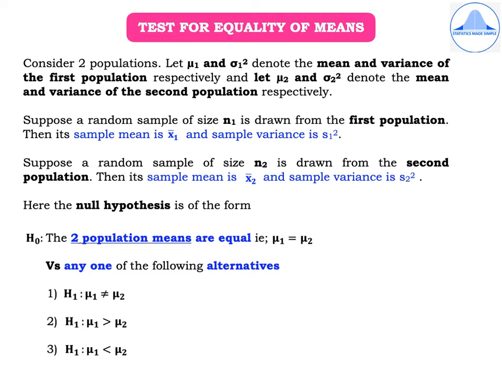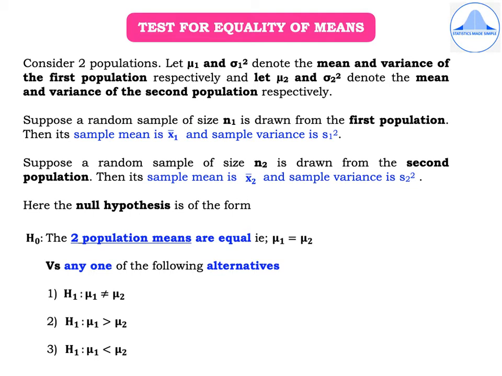Now suppose a random sample of size n1 is drawn from the first population. Then its sample mean is x bar 1 and sample variance is s1 square. And suppose a random sample of size n2 is drawn from the second population. Then its sample mean is x bar 2 and sample variance is s2 square. So here x bar 1, s1 square, x bar 2 and s2 square are all statistics because they are based on the sample.